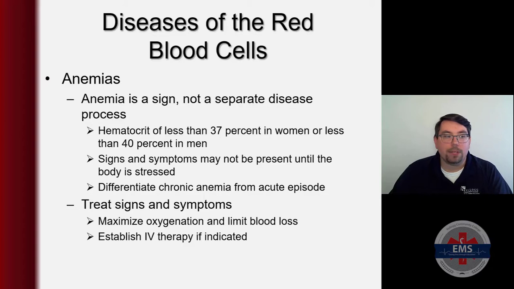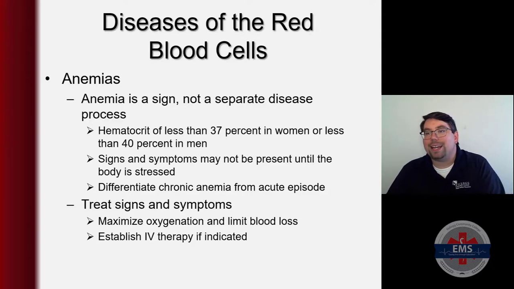So when we think about anemias in general, one of the first things that we have to think about is that it's the most common disease, right? Truly, it's not necessarily a disease, but anemia is a sign of a separate disease process. In this case, if hematocrit is less than 37% in women or less than 40% in men, we would consider them to be anemic.